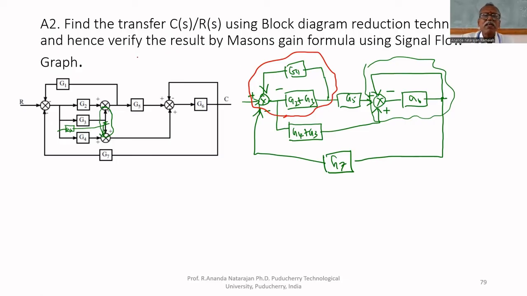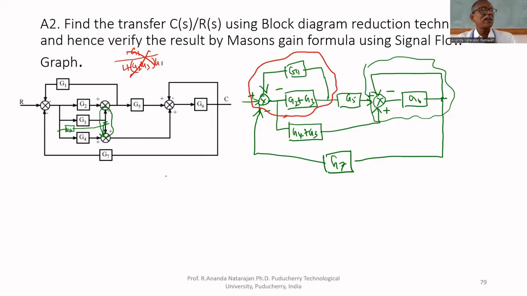What will I get? Somebody wrote G1 wrong. This is wrong: G1 upon 1 plus G2 plus G3 multiplied by G. Which is the forward path? G2 plus G3 is the forward path, not G1. It is above, you know, that's why they are writing like this. G1 is the feedback path. That's why that should be in the denominator only. G2 plus G3 is in the numerator.